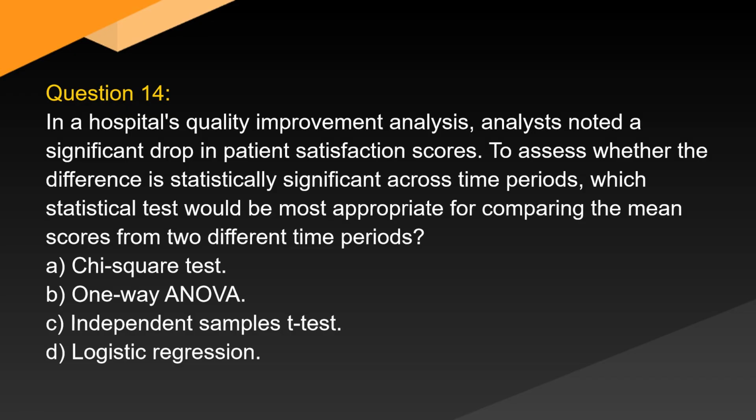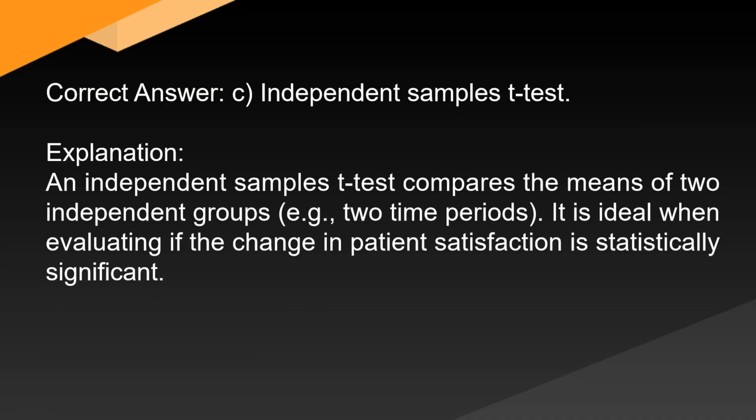To assess whether the difference is statistically significant across time periods, which statistical test would be most appropriate for comparing the mean scores from two different time periods? A. Chi-square test. B. One-way ANOVA. C. Independent samples t-test. D. Logistic regression. Correct answer: C.